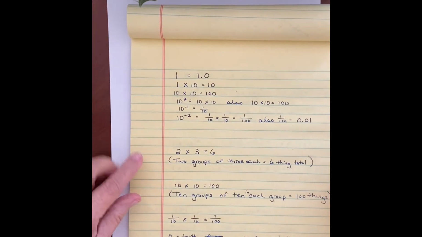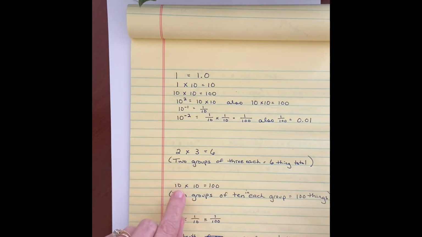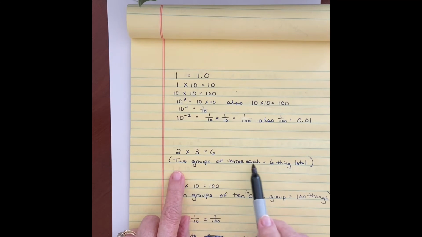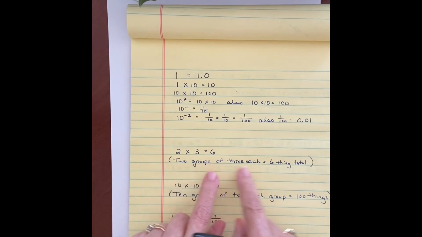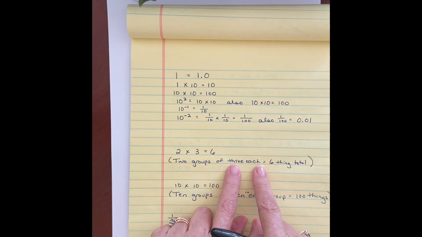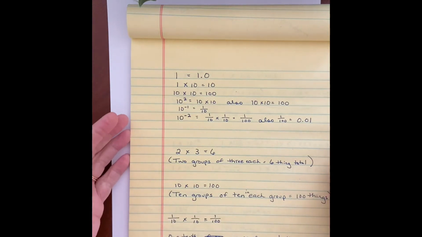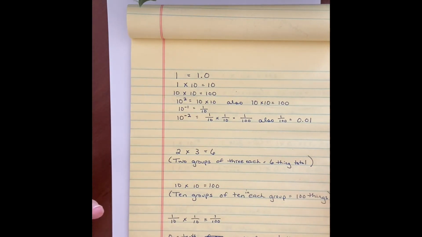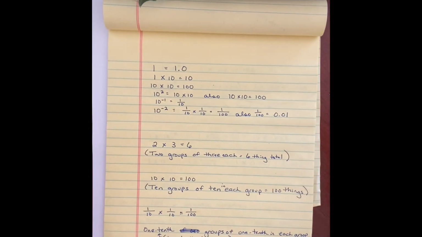Now we're going to go way back to 2nd grade, I believe. 2 times 3 equals 6, my favorite problem in the world. 2 groups of 3 each equals 6 total things. So keep in mind that phrasing, however many groups of however many in each group, and that gives you your answer. So with scientific notation, we're talking about amounts. So we're talking about how many things you have, basically.